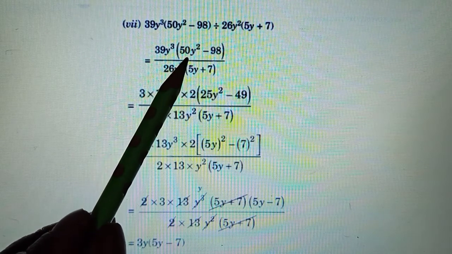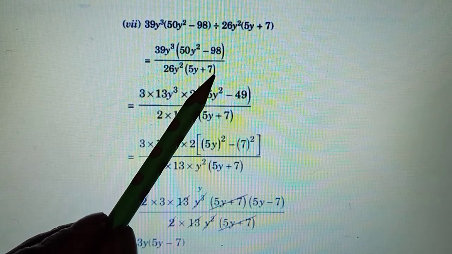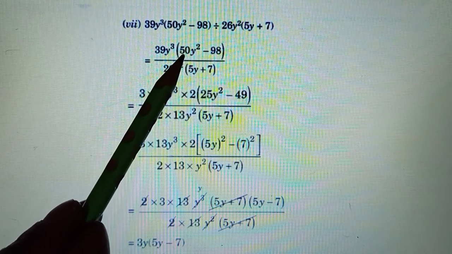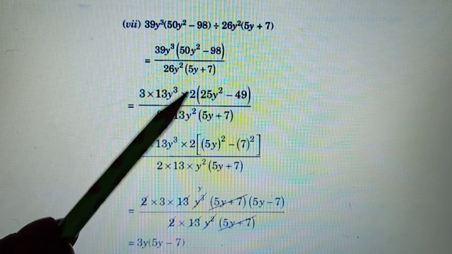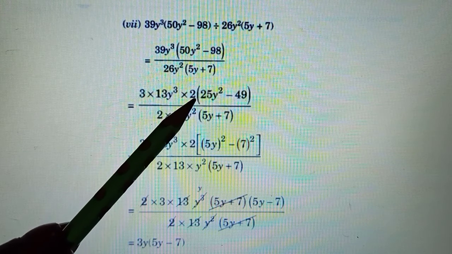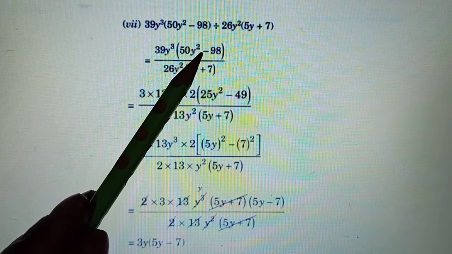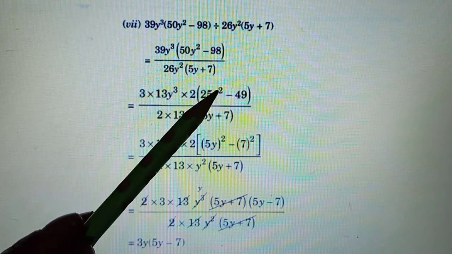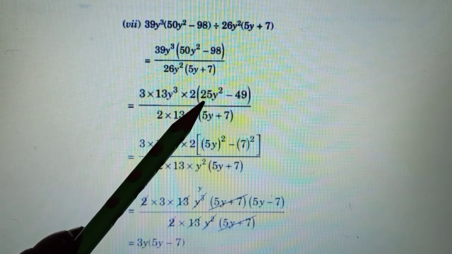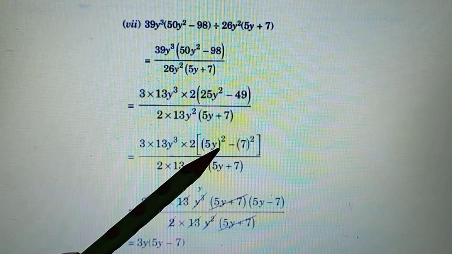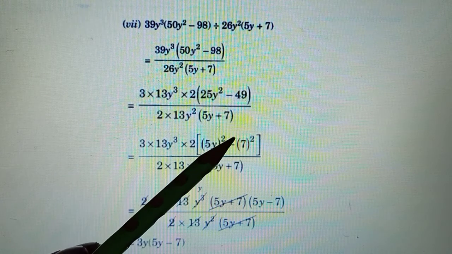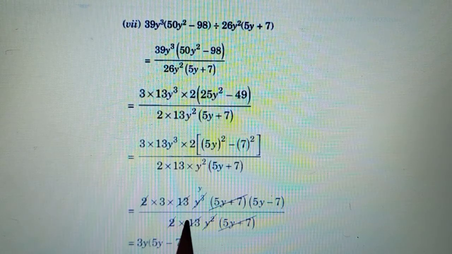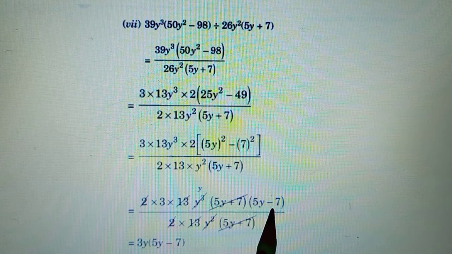Then okay, now you just had a 5y plus 7 here, and there is so much here, see 50 and 98. We have 2 as a common factor. We can take that 2 out. So this becomes 25 2s are 50 and 49 2s are 98. Now this whole square form has come. See again, this is 5 square, so 5y whole square. This is 7 square. So again the same identity applies: a square minus b square is a plus b, a minus b. So you will write this as 5y plus 7 and 5y minus 7.